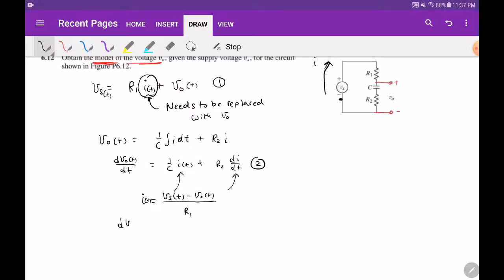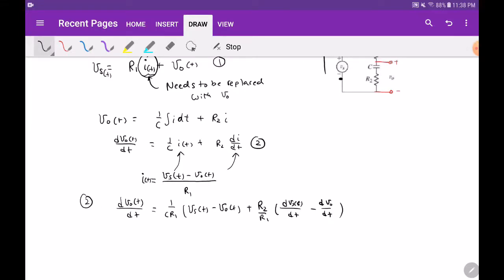So now I have dV out over dt equals 1 over C times (Vs minus V out) over R1, plus, now writing the remaining term, R2 times the derivative of I, which is dVs over dt minus dV out over dt, all over R1. So what did I do? I just copied down equation number 2 with the I replaced with the V source minus V out divided by R1.